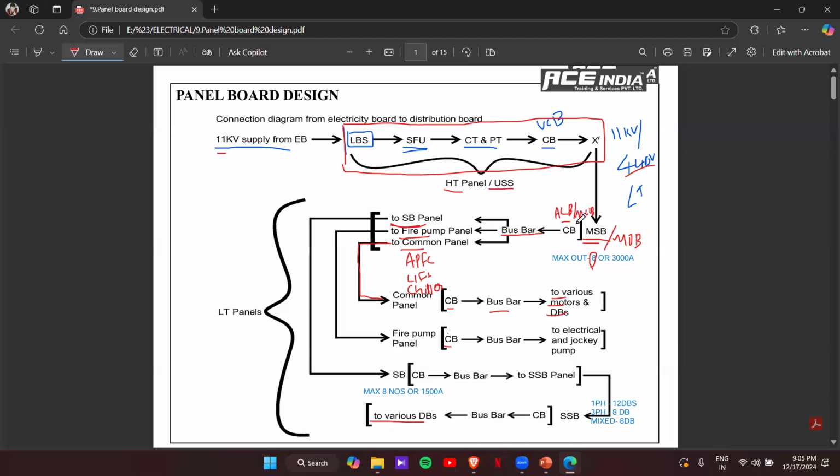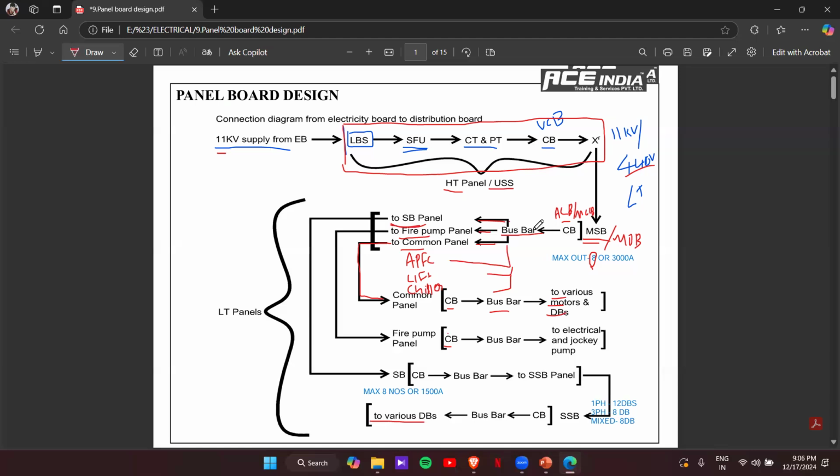In the MSB, the main incomer will be an air circuit breaker or MCCB, depending upon the load. From there, we'll split the connection using a bus bar, and this bus bar will be connected to, for example, as given here, one SB panel, one fire pump panel, then common panel, then APFC, then lift panel, then the chiller. So like this, I have taken 6 outgoings from this single MSB.